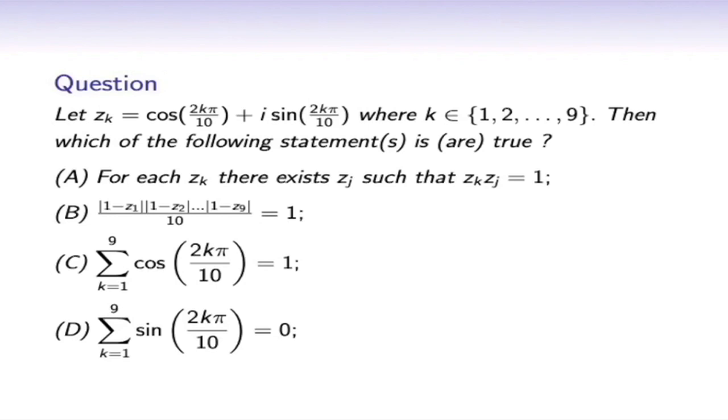Option C is that the summation of cos 2k pi by 10, where k goes from 1 to 9, is equal to 1. Option D is that the summation of sin 2k pi by 10, where k goes from 1 to 9, is equal to 0. Let us see each option one by one and check whether they are true or not. Let us consider option A first.